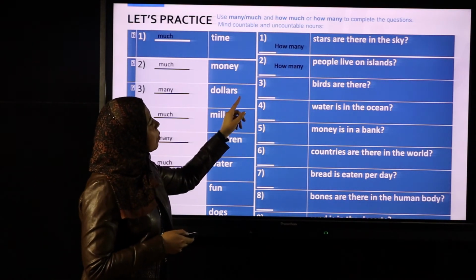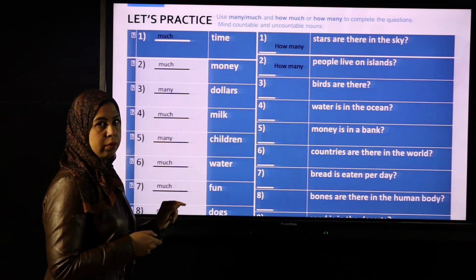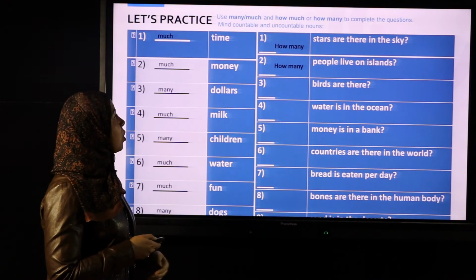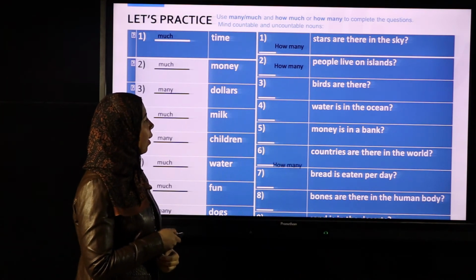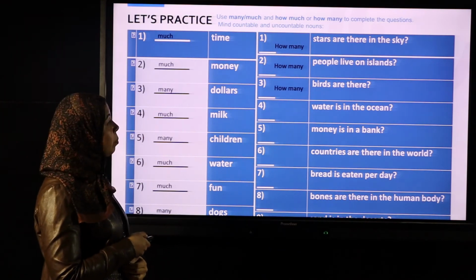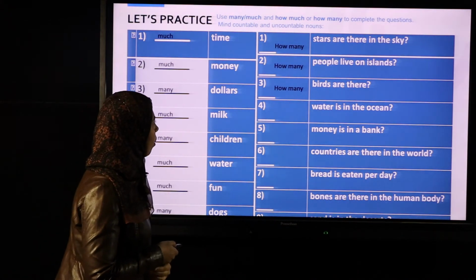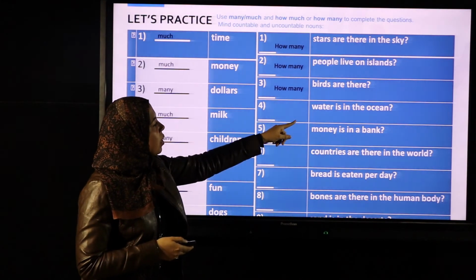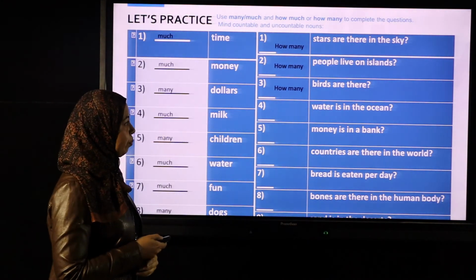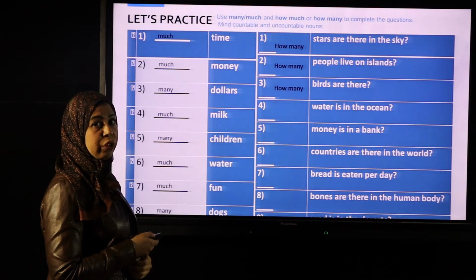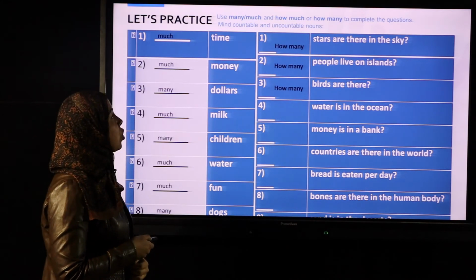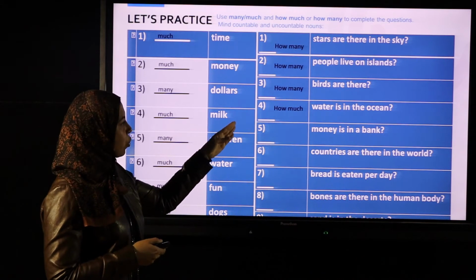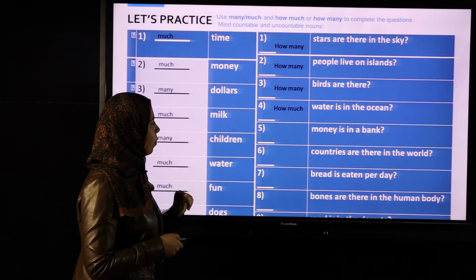How much or how many birds are there? I'm asking about the birds. Can I count the birds? Yes, I can count them. So I will use how many. How many birds are there? How much or how many water is in the ocean? Can I count the water in the ocean? No, I cannot. So I will use how much. How much water is in the ocean?